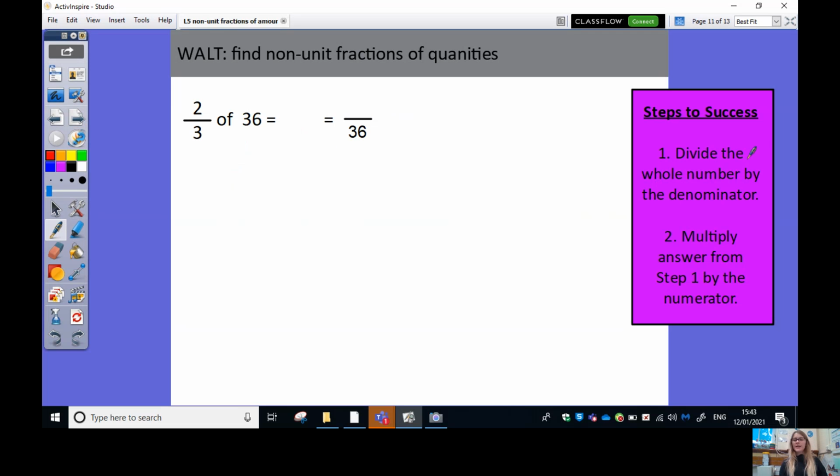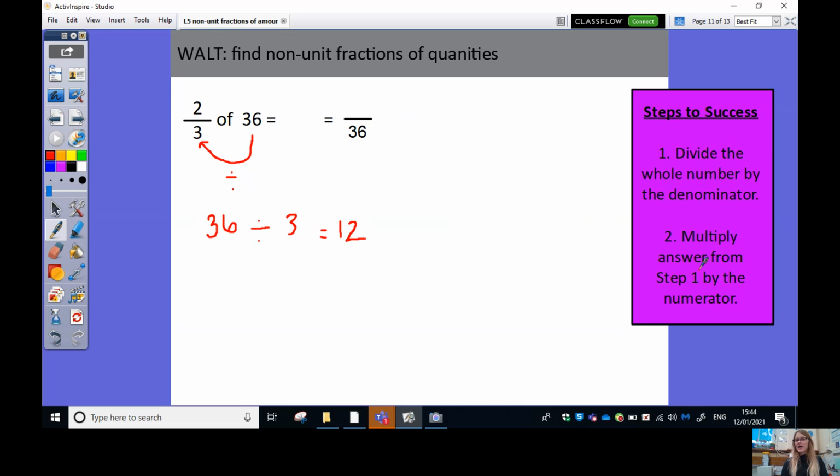So following the steps with me, divide the whole number by the denominator. So what calculation am I going to be doing? Hopefully you've said 36 divided by 3. It's a little bit tricky this time, so let's write this one down. So 36 divided by 3. So I know there are 10 3s in 30, and there are 2 3s in 6. So my answer is 12. We should know our 3 times tables pretty well by now.